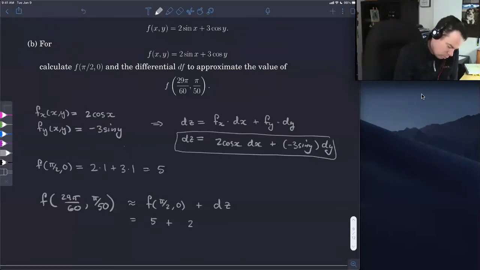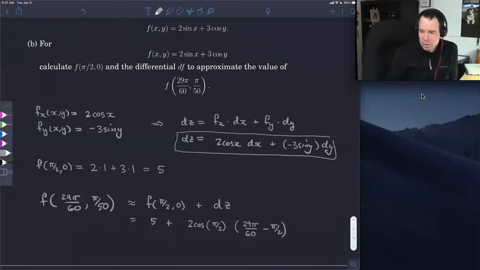That's going to be 2 cos of pi/2 times dx. dx is how far our input had to move. So we were at pi/2 evaluating things. Now I want to know the value at 29pi/60, so I had to figure out how far I had to move to get over to that value. And then -3 sine of 0 times dy, which is pi/50.